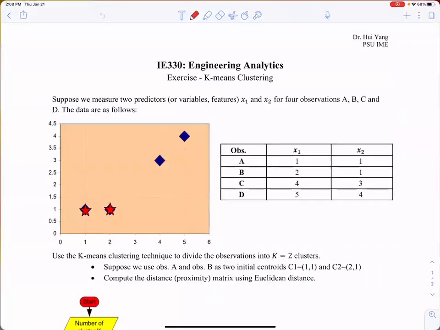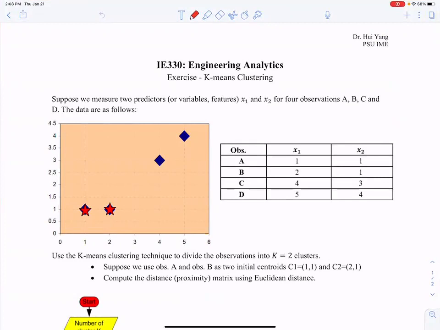Okay, everyone, let's have a look at an exercise for K-means clustering. Let's practice the K-means clustering algorithm through this example. Suppose we measure two predictors. These predictors can also be called variables or features, x1 and x2, for 4 observations.